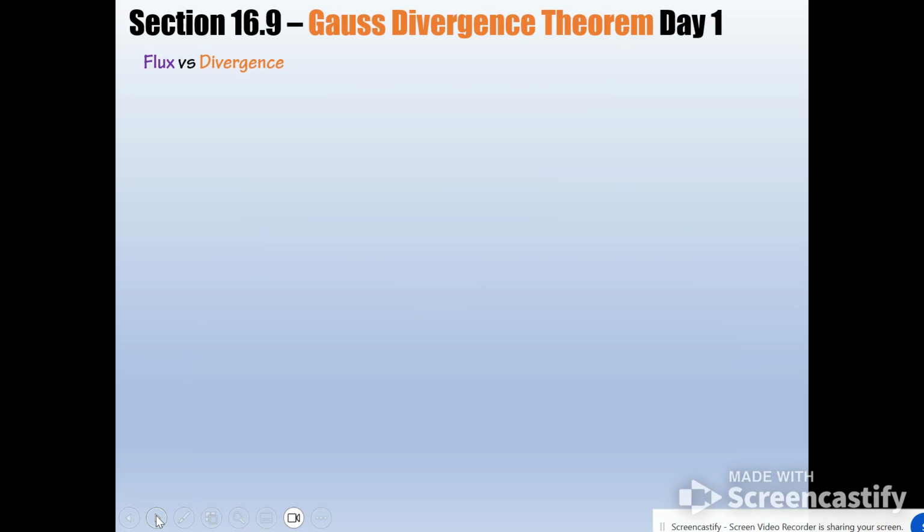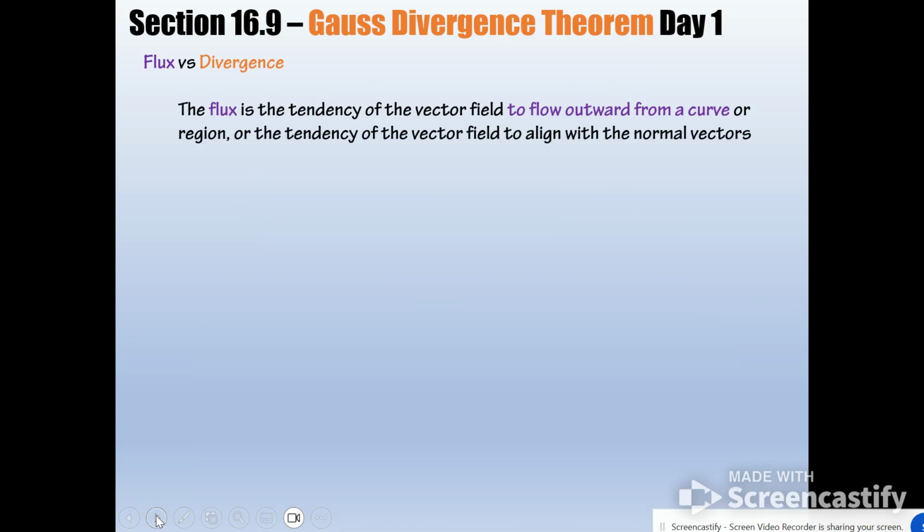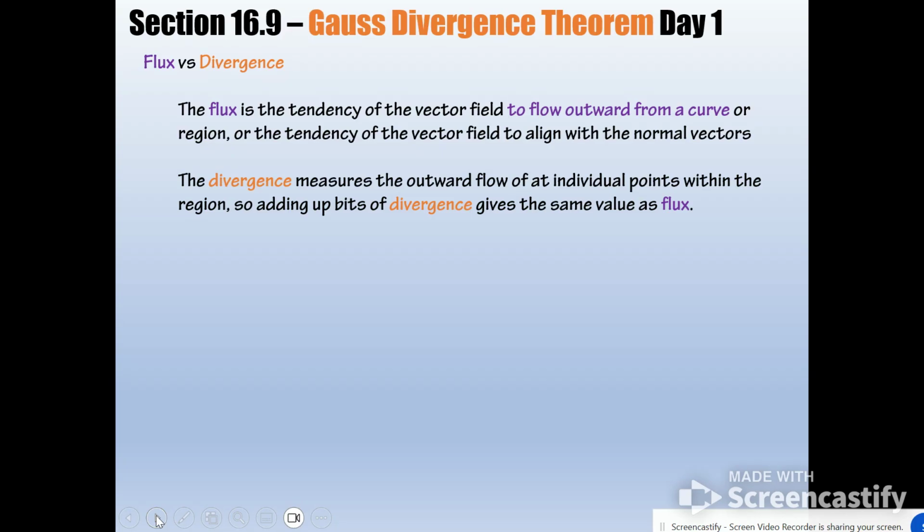So today we're going to talk about the Gauss divergence theorem, which is relating flux, not curl, not the surface integral that is just flux, with divergence. So remember, the flux is the tendency of the vector field to flow outward from a curve, or a region contained by that curve, right? Again, the tendency of the vector to align with the normals, that's what the flux is. But divergence measures the outward flow at each individual point within that region. So adding up all those teeny tiny bits of divergence gives us the same value as flux.